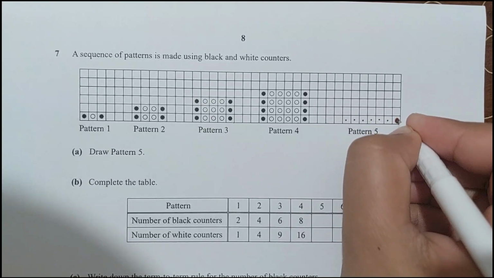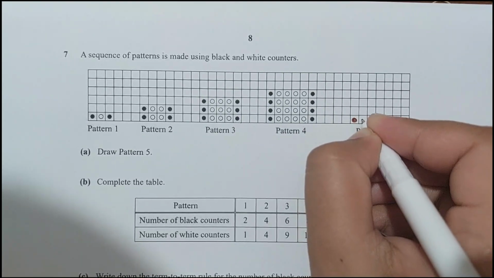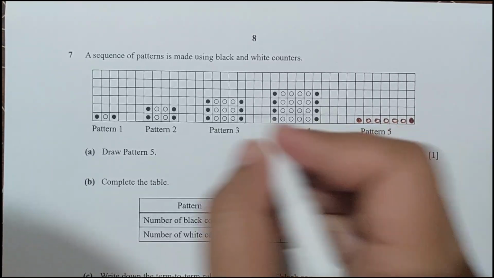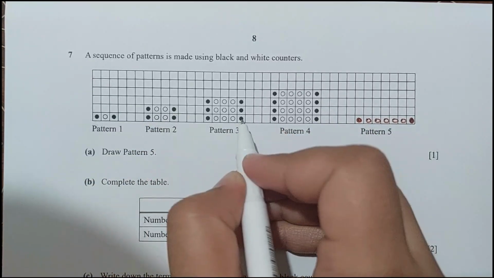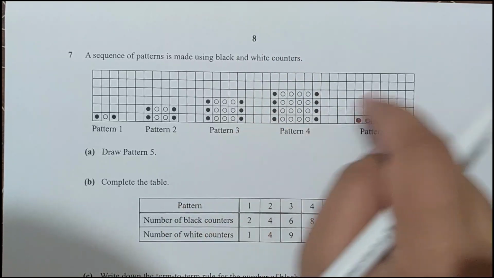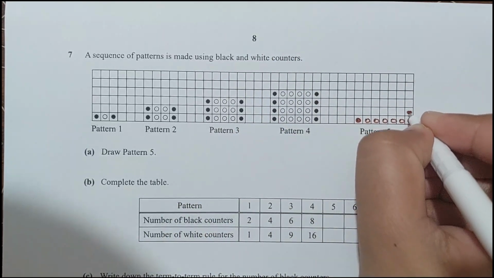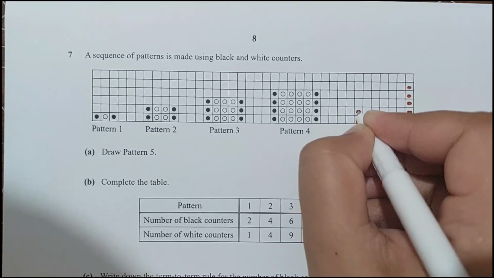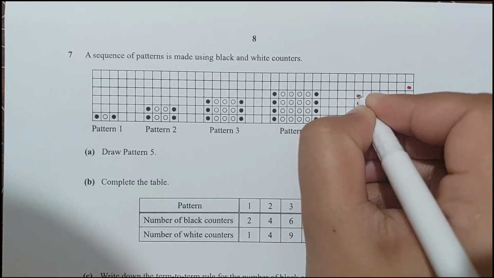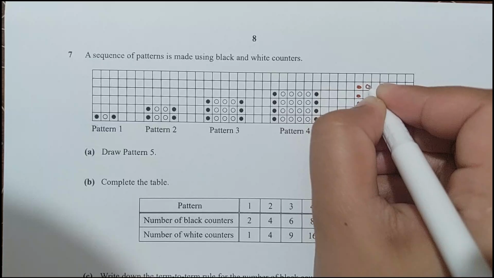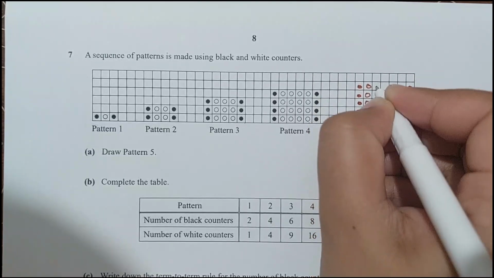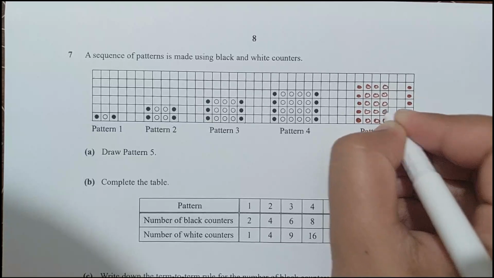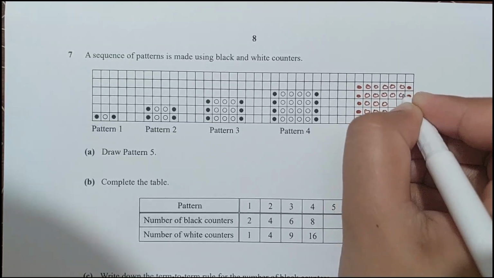For pattern 1, how many are used? 3, 4, 5, 6, now 7 are going to be used. This is the black one at the end. These are the circles, the white counters. In pattern 1 there is 1, then 2, 3, 4, and there must be 5. In between, they are just white counters. All right, so this is how the pattern looks.